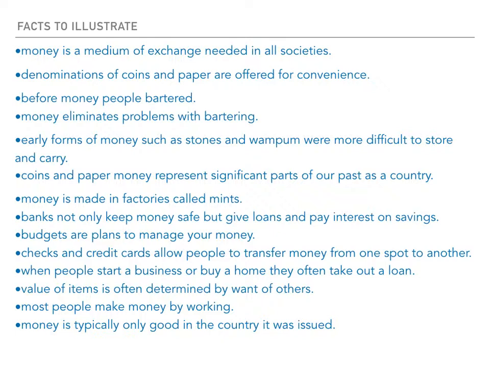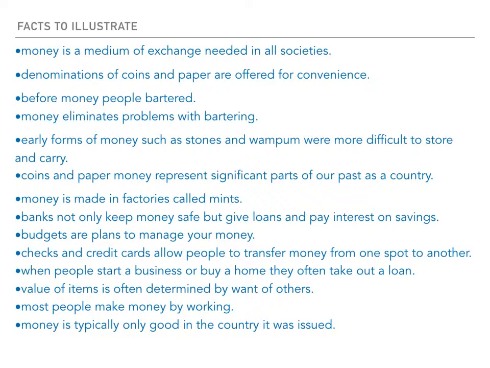So the first one is money is a medium of exchange needed in all societies. Denominations of coins and paper are offered for convenience. And for that one, really, that's taught in almost all of them. And I don't think it's a difficult thing to teach, so I don't think that should be one that you illustrate. Before money, people bartered, they traded. Money eliminates problems with bartering.